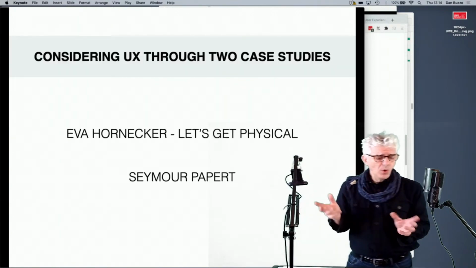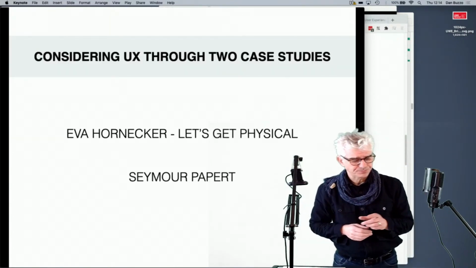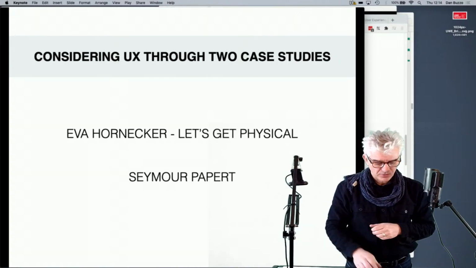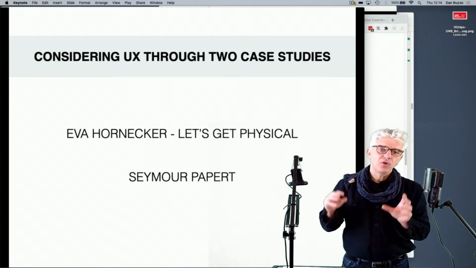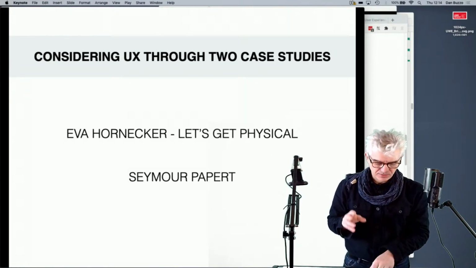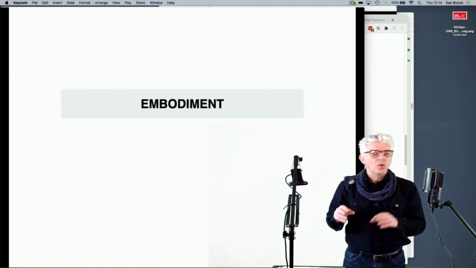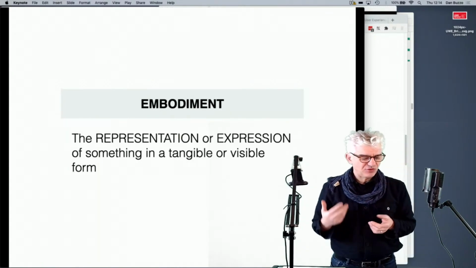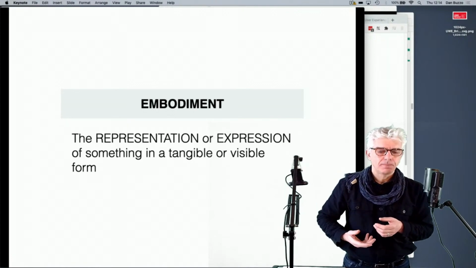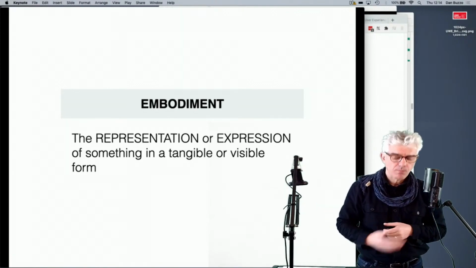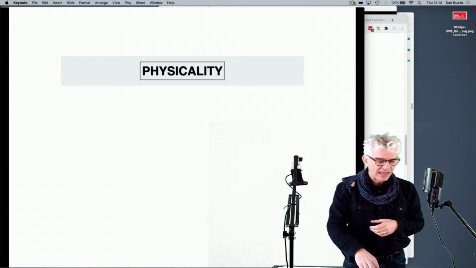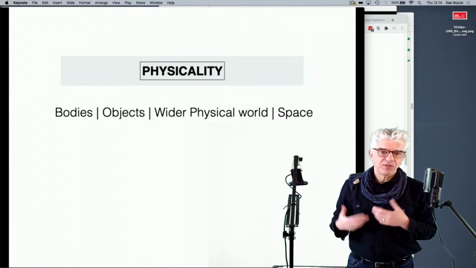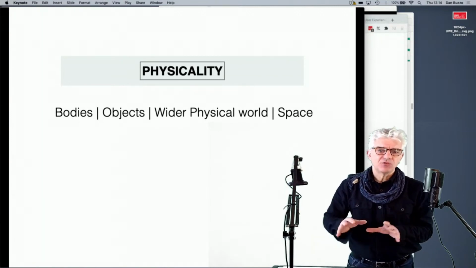Well, I want to consider UX through two cases. Eva Hornecker is talking about physicality, and Seema Papat about this concentration on experience. One of the words that came up is embodiment, which is a representation or expression of something in a tangible or visible form. We talked about physicality, about bodies and objects, and living in this wider physical world and the space that we inhabit.